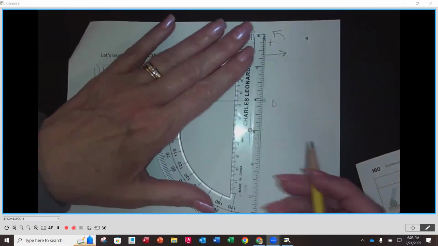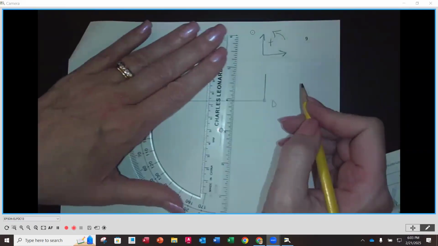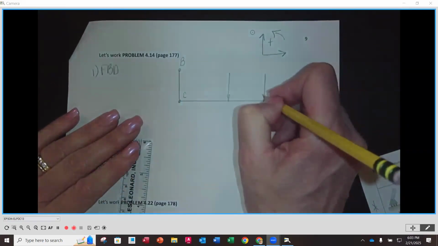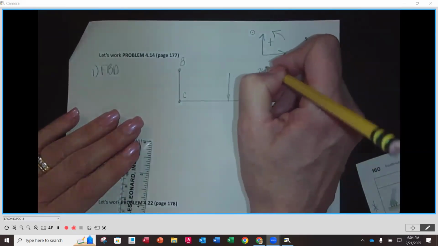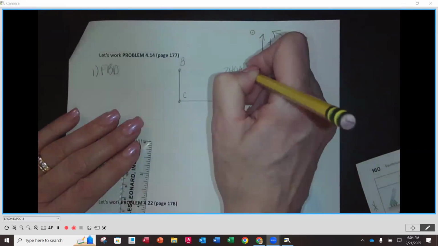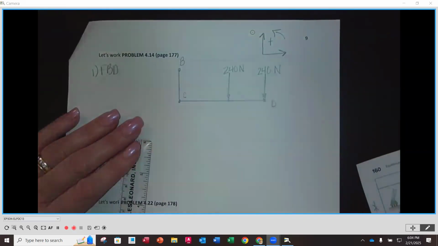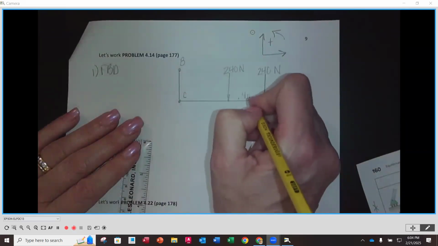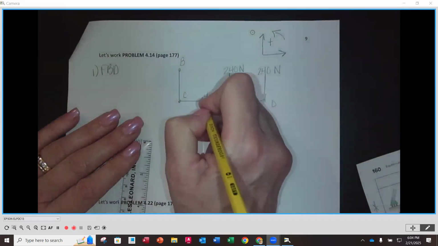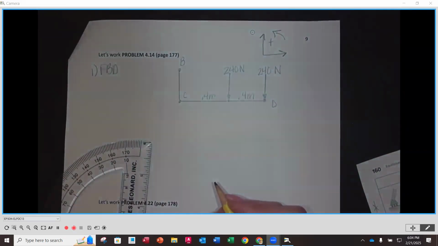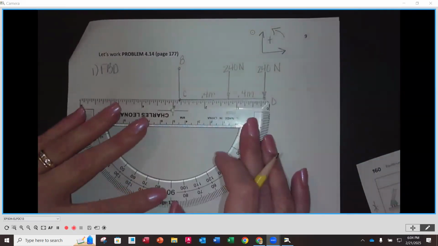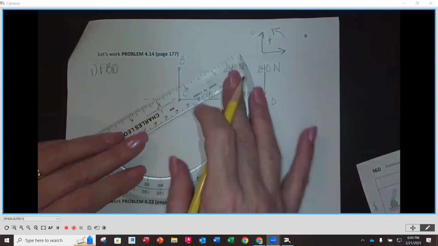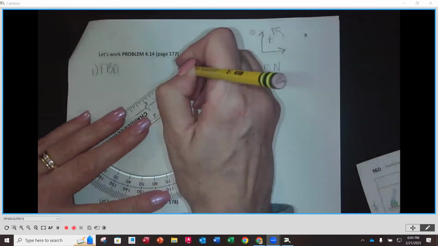We have two applied loads. I always like to put those on first, 240 and 240. And this is newtons. Okay. And then as far as distances here, we've got 0.4 meters, 0.4 meters. And then I'm going to draw this as a dotted line. Okay. We've got our cable.